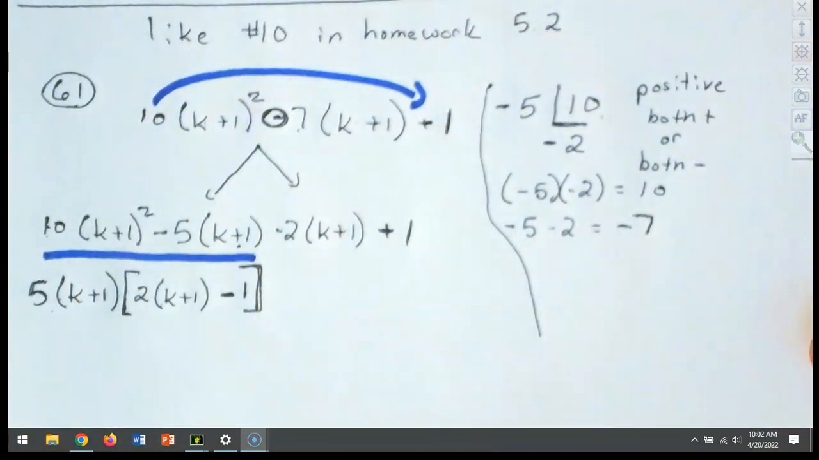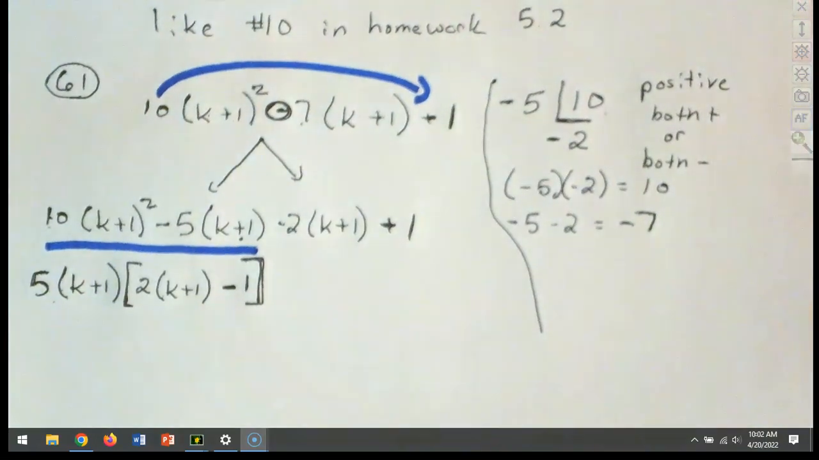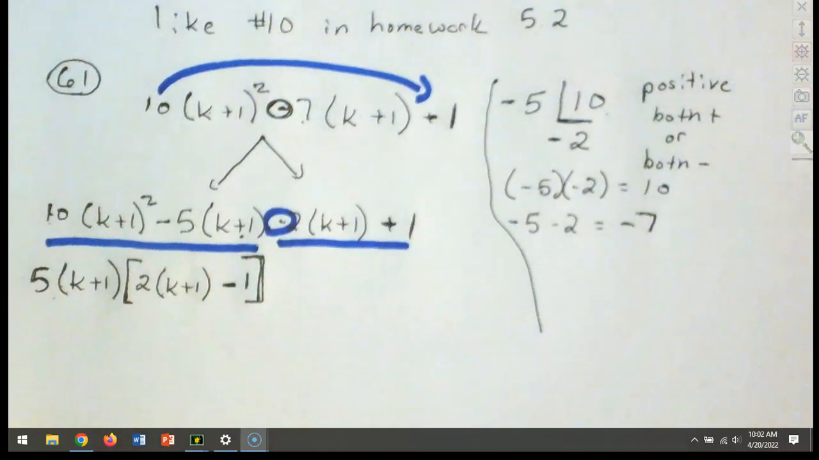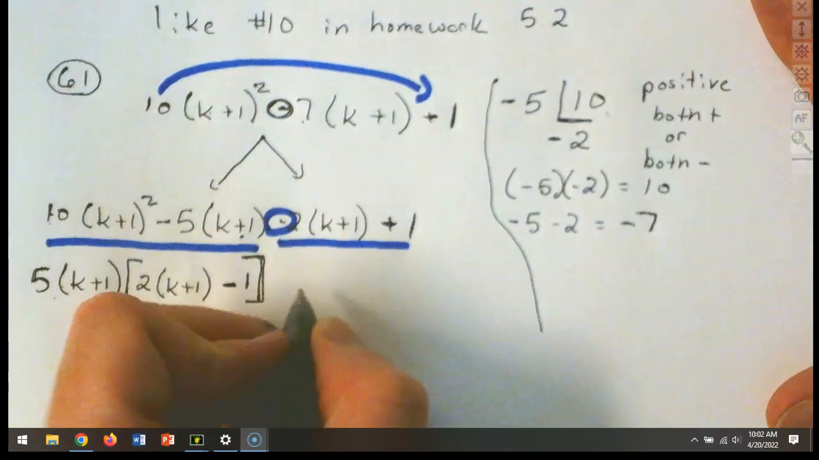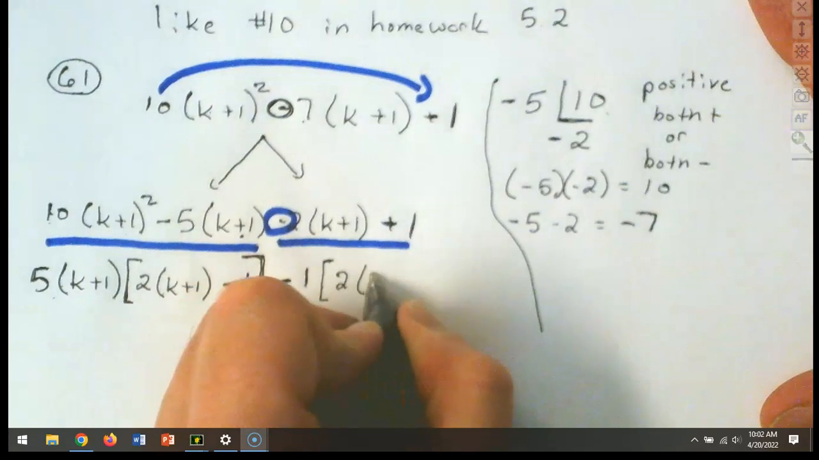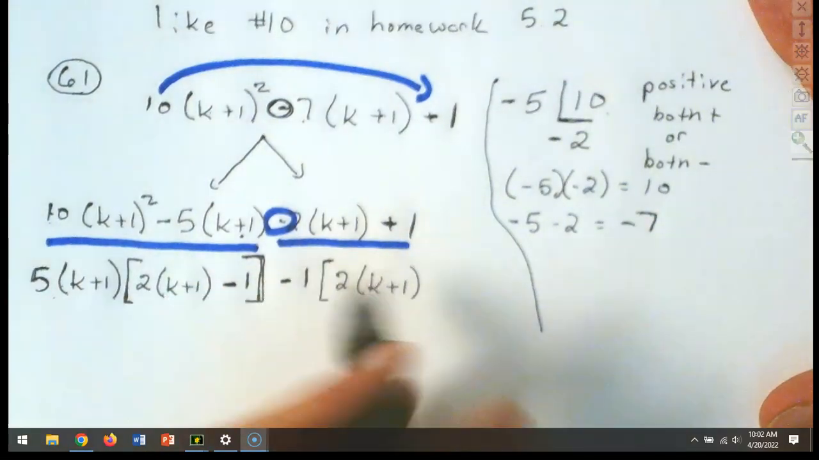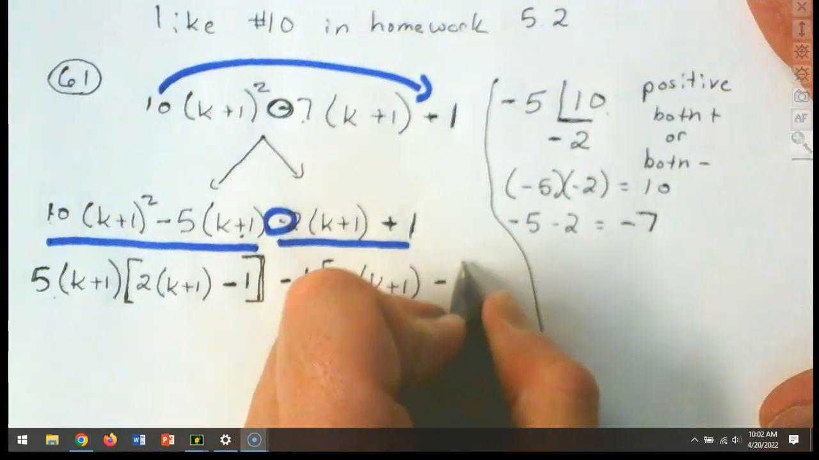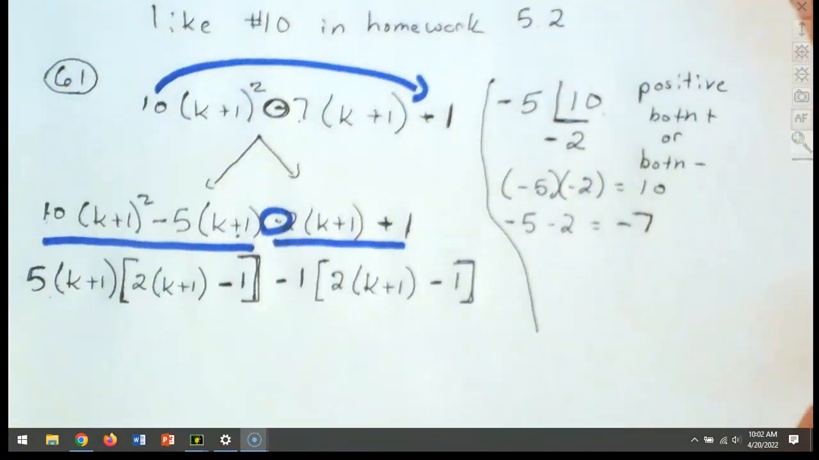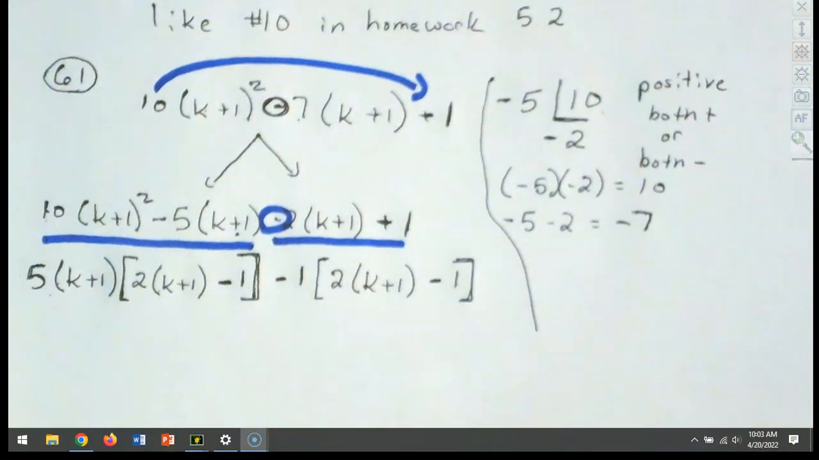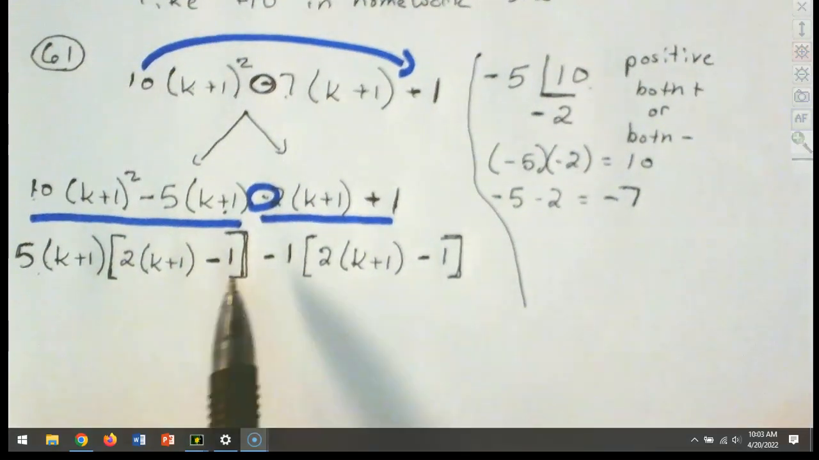What about the next two? Well, they don't have anything in common. But what does it begin with, though? Negative. So let's take out a minus 1. And that's going to leave you then with a 2 times k plus 1. And watch your signs here. Positive 1 divided by negative 1. That leaves you with a negative 1. Do the square brackets, do these match up? Yes, they do.